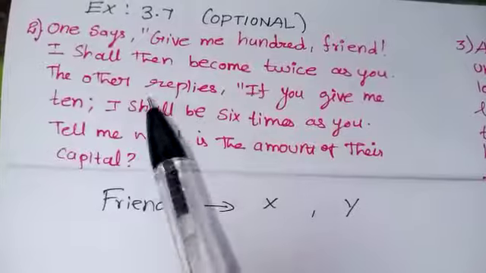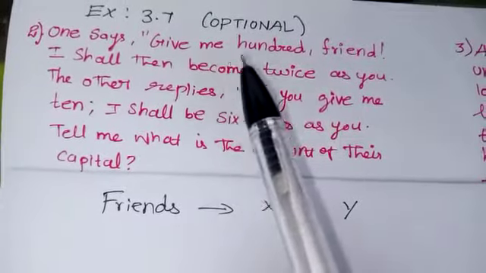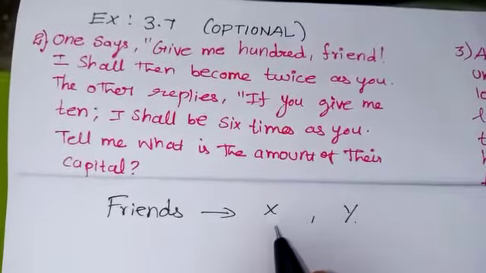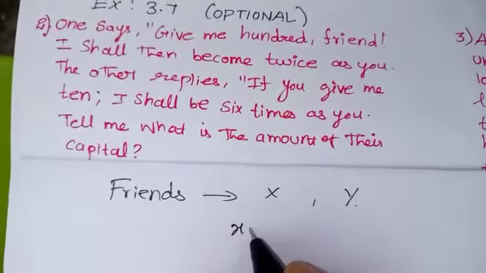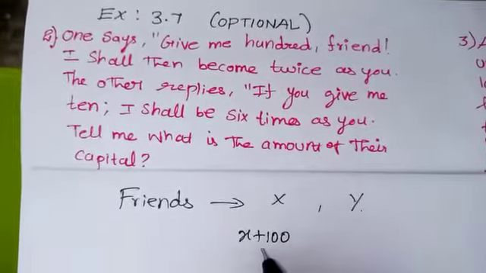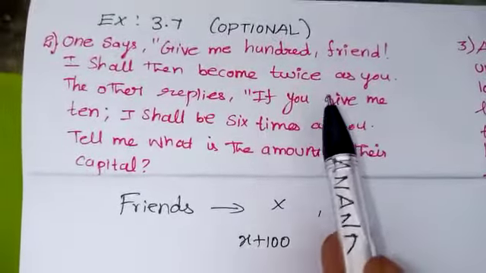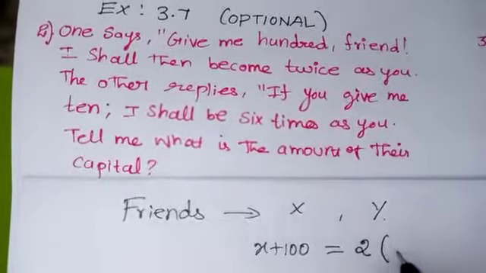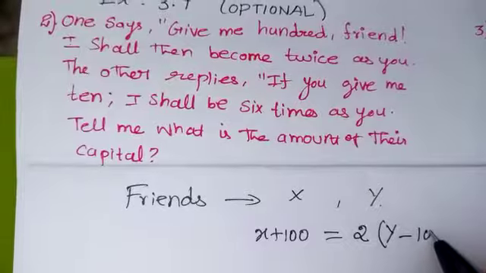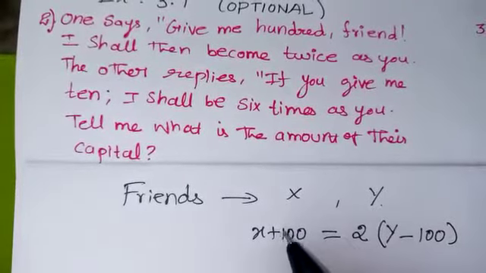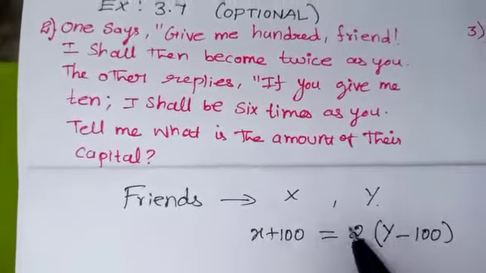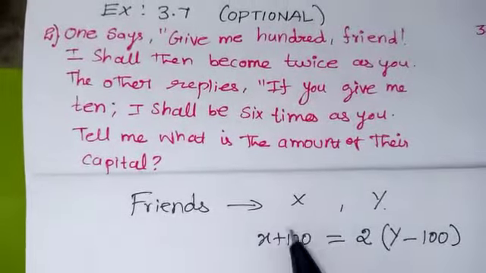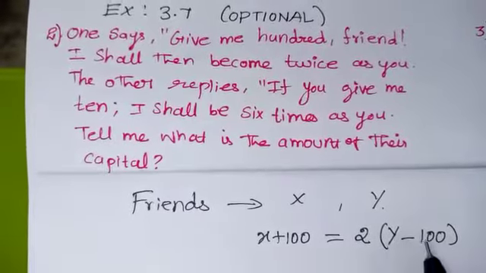Now the first statement. X says, give me 100 rupees. X is asking Y, give me 100 rupees. So if he gives 100 rupees, X will become X plus 100. Then it will be twice as you. If you give 100, I will be twice as you. So this will become twice as Y. That time Y would have become Y minus 100, because Y has given 100 rupees to X. So X plus 100 will be twice of Y minus 100. This is our case 1.